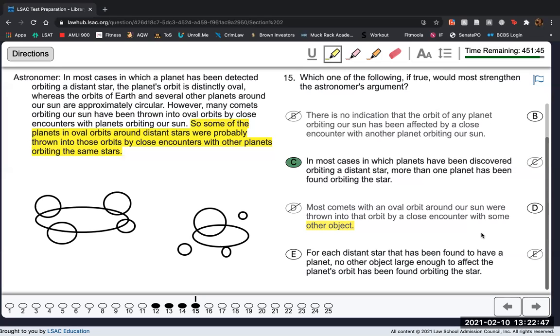Then E: for each distant star that has been found to have a planet, no other object large enough to affect the planet's orbit has been found orbiting the star. So this would actually strongly weaken our argument. If we have a star with a planet, there was nothing that could have created this oval orbit. Maybe a planet got destroyed, who knows? We don't have any large objects enough to affect the orbit, so it naturally was probably just in an oval orbit. All right. So this would totally weaken our argument, meaning C is the best answer to choose here.